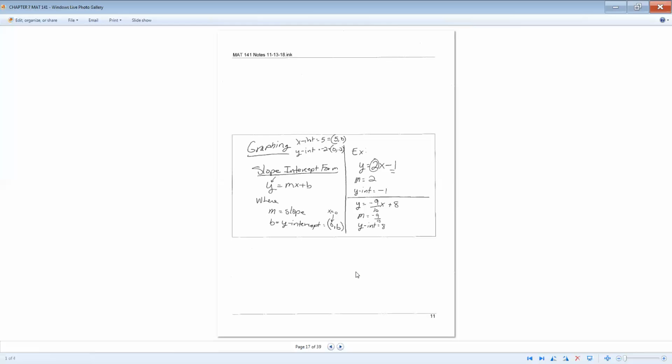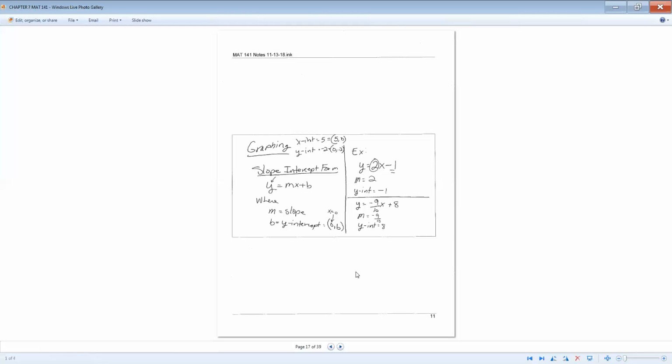All right, so we're looking at graphing now. So the first thing I want to introduce is slope-intercept form. We have y equal to mx plus b. If your equation is solved for y, that means the term or the number that's sitting in front of x is your slope, and the other number is your y-intercept.